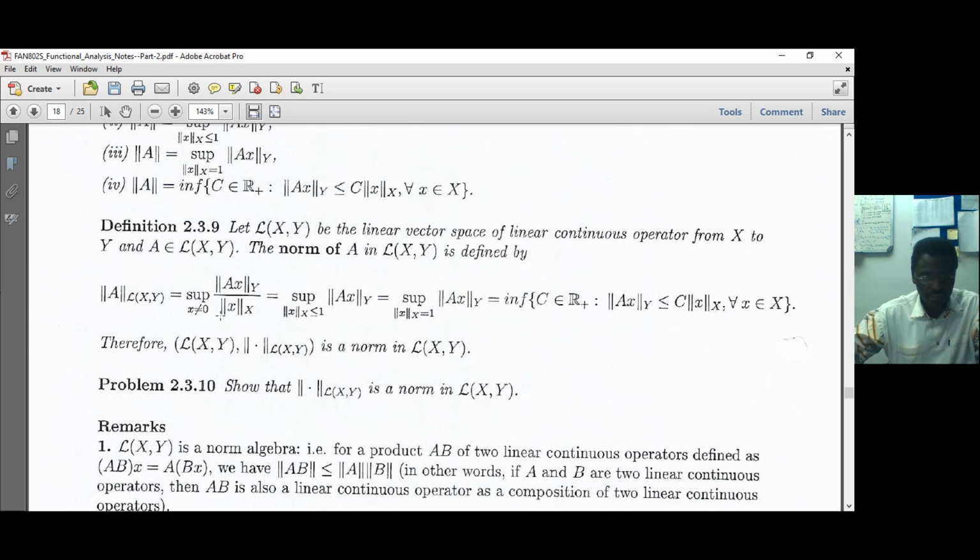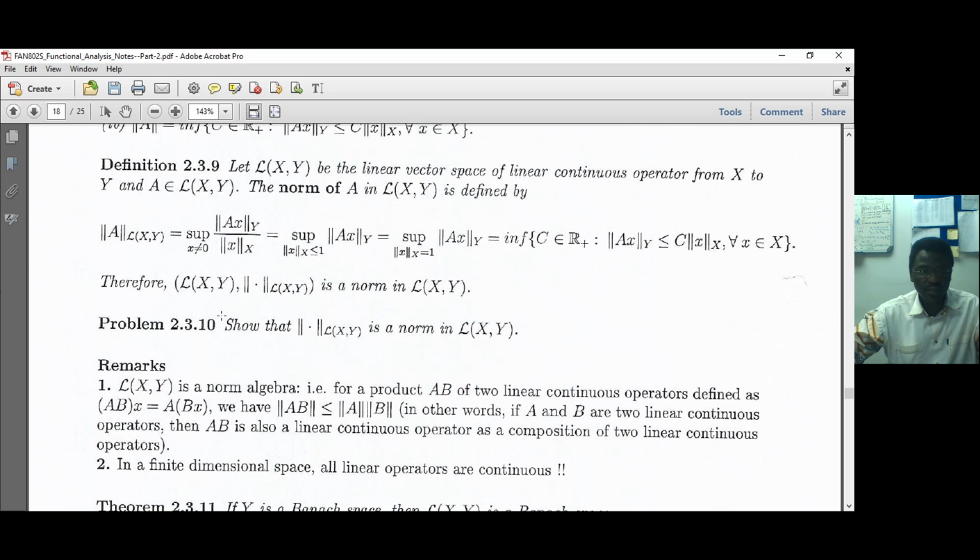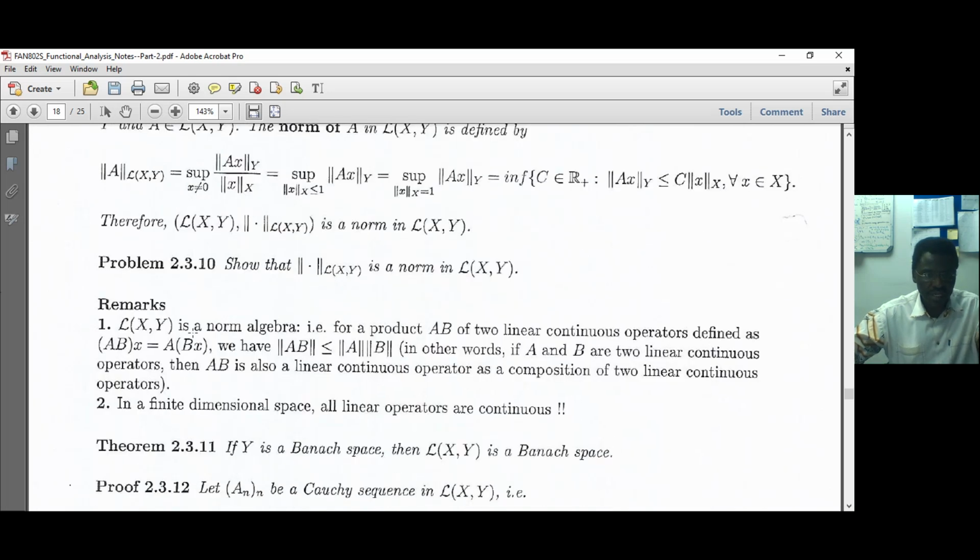And you can prove it. Now, extra information: that normed space is an algebra. We know what an algebra is. It is a product of two bounded linear operators defined like this, and we have this inequality: the norm of the product is less than or equal to the product of the norms.